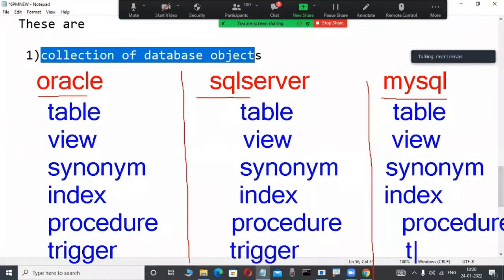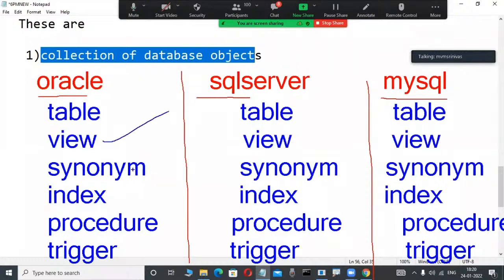Here also trigger. That's why relational data model products contain three components. But what is the first component? Collection of objects. Objects means your table, views, procedure, function, triggers, packages, so many things are there. But unfortunately, you are a first-time newcomer. If you have an idea of the purpose, that is enough.